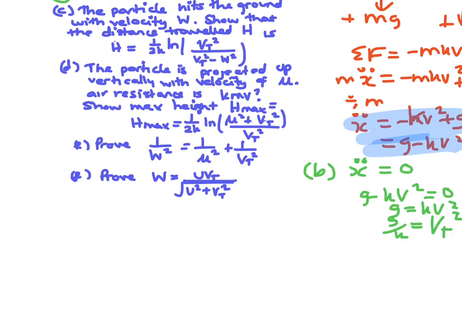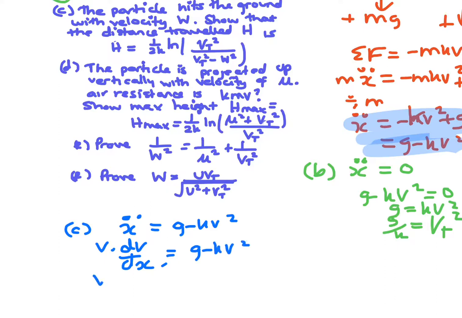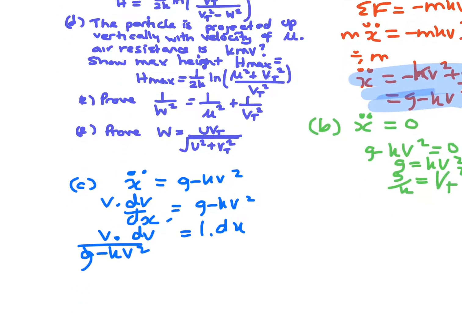Now part C. The particle hits the ground with a velocity of w. Show that the distance travelled h is given by that. So we start off with x double dot equals g minus kv squared. And because we want the distance, we go v dv on dx equals g minus kv squared. We bring all the v's together, which should be that, and that's 1 dx. And then we're going to look at integrating that.